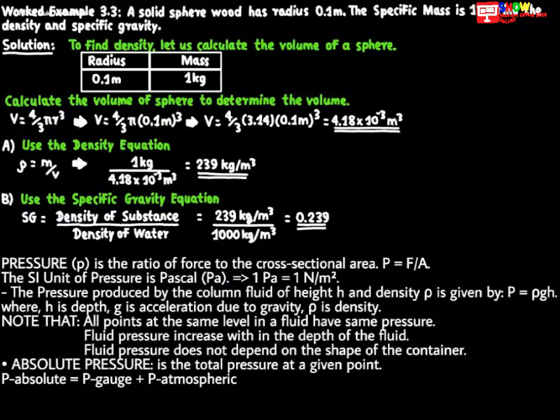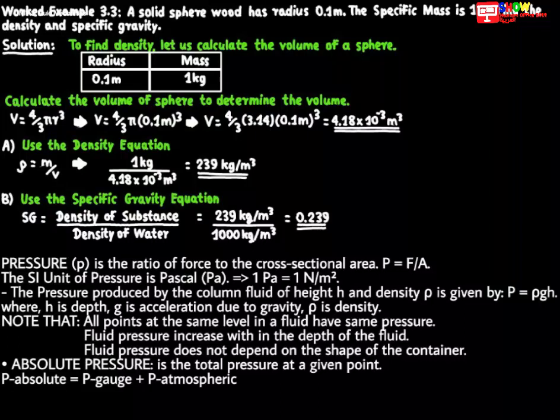Worked example 3.3. A solid sphere has a radius of 0.1 meter and a mass of 1 kilogram. Find the density and the specific gravity. To find the density, let us calculate the volume of the sphere. The radius 0.1 meter is given and the mass 1 kilogram is given.